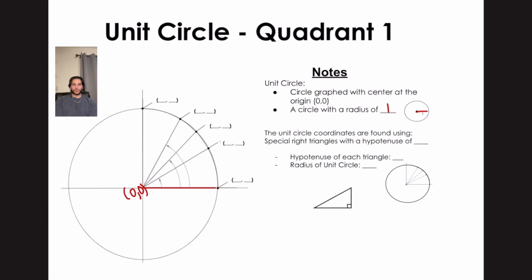The unit circle coordinates are going to be found using special right triangles. So that would be your 30, 60, 90 triangle and your 45, 45, 90 triangle. And so the length of the hypotenuse for all those was 1. So the hypotenuse of each triangle was 1. And that's our theta angle that we're using for each of the special right triangles. The radius of the unit circle is also 1. So pretty much all those lengths are just 1.